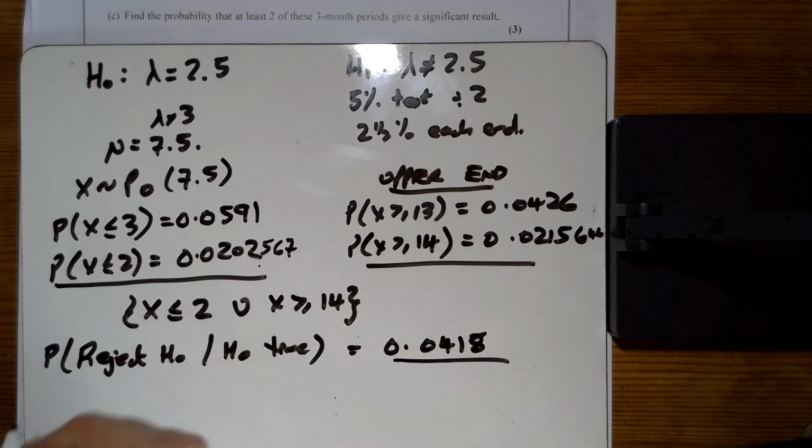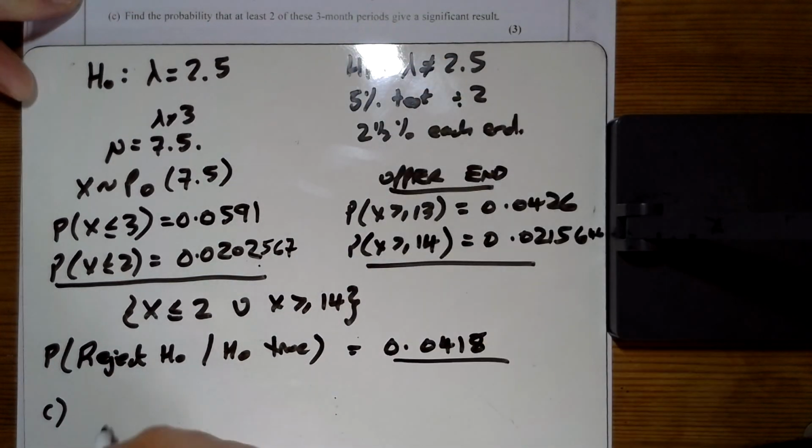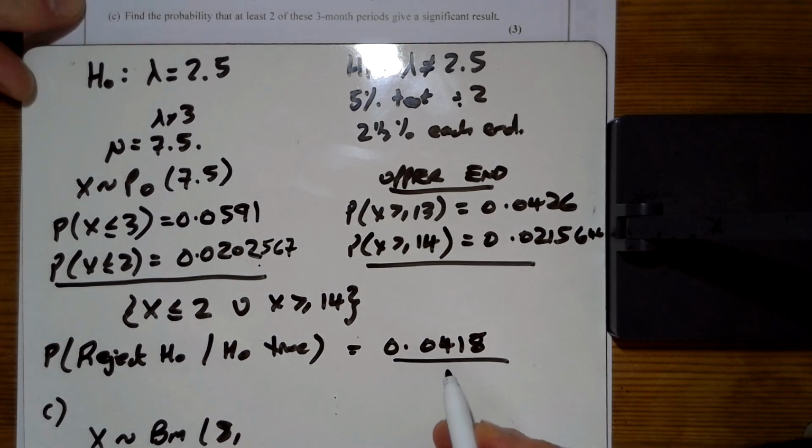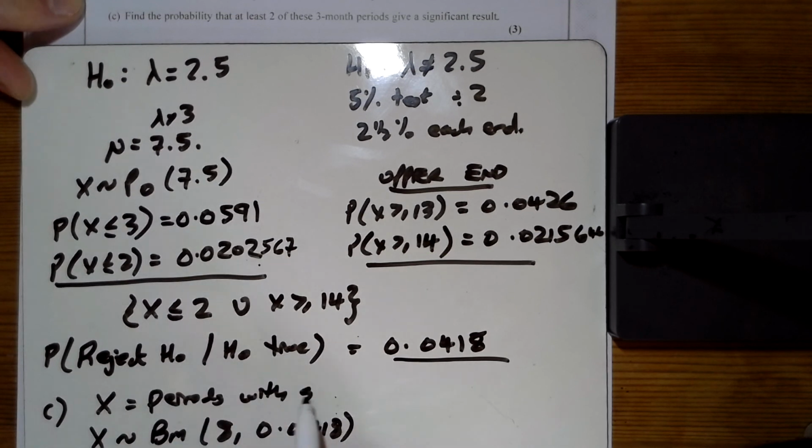So going on to part C, and we've now got data from 3 monthly periods for 2 years. Another one of these fun bits where you've got to try and figure out how many is that. So that is 3 months for 2 years. That is 8 3-monthly periods. And the probability of having a significant result is that value there, isn't it? 0.0418. So what are we counting here? X is periods with a significant result.